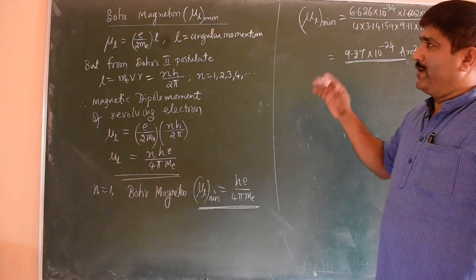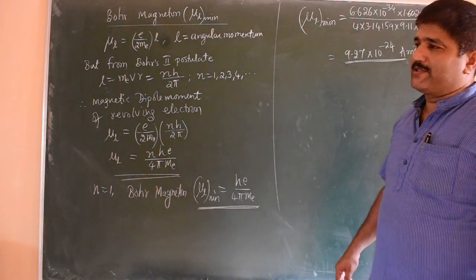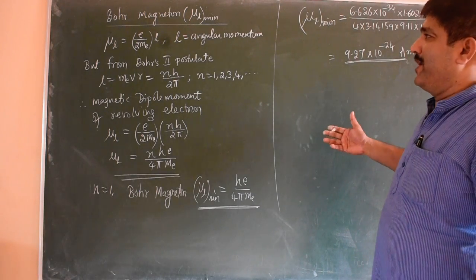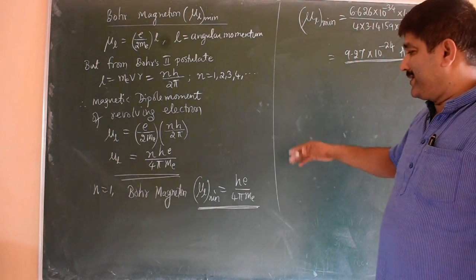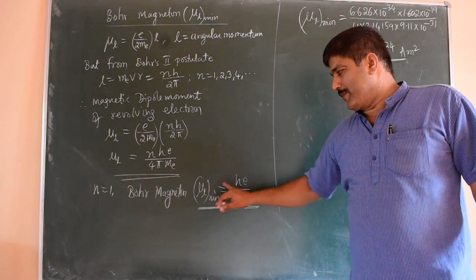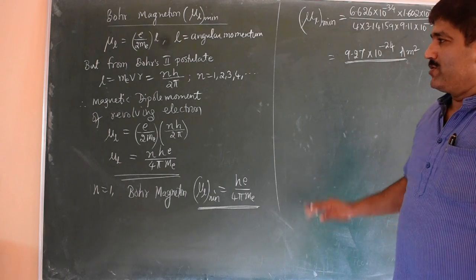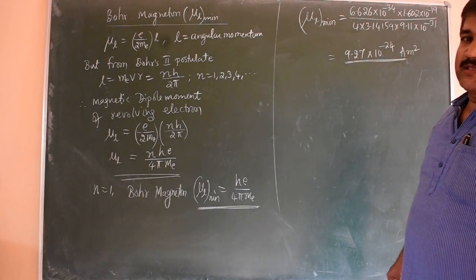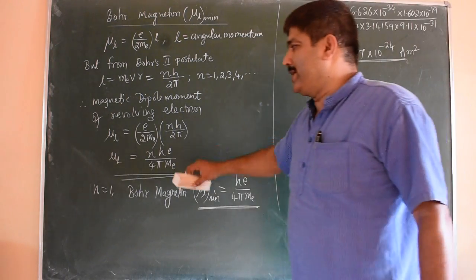So the question will be: what is the Bohr magneton and find its value, or express its value, or write the expression for the Bohr magneton, which means he by 4 pi me. Mu L minimum equals he by 4 pi me. So this is all about the Bohr magneton which we discussed in the last class, up to here.